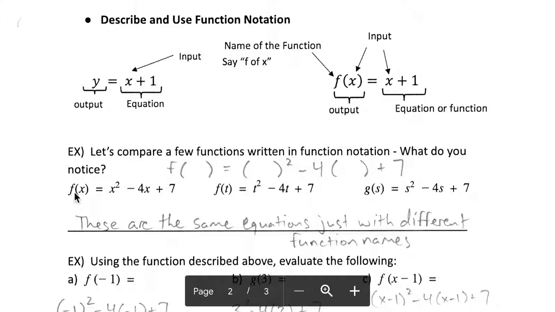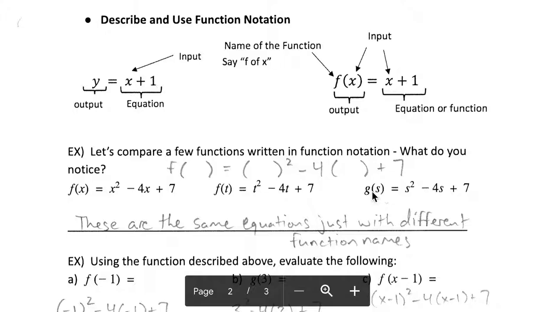We can use f, that's definitely the most basic one. But we can get fancier. Maybe we get tired of using f, so we'll call a function g. We can do that all day long with any letter we want. The input variable letter could also change. X is definitely more typical, but as we get more advanced in math, sometimes we get bored and we use something else. A lot of times t will be used for time, and then sometimes we use s for a position.